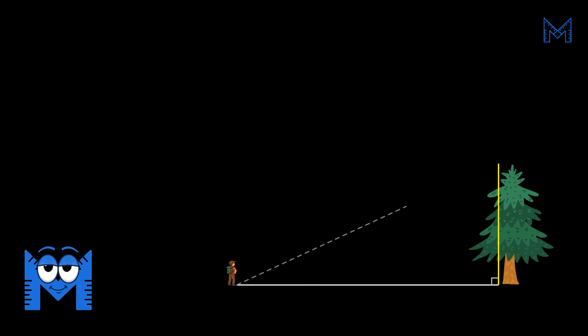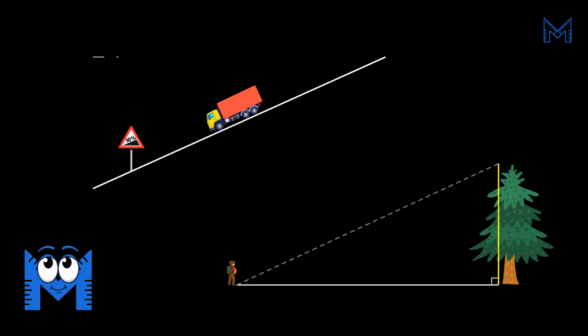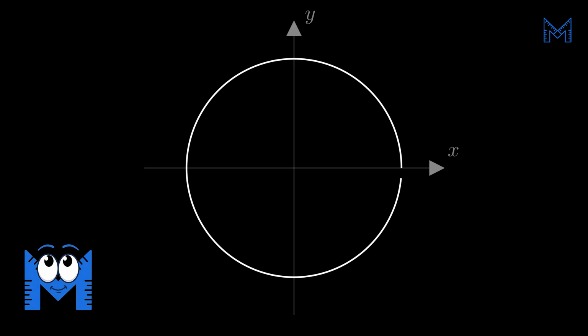So far, we've seen tangent through right triangles, whether to calculate an inaccessible height or to understand the slope of a road. But now, let's leave the physical world behind, dive into pure geometry, and see how tangent is represented on the unit circle.